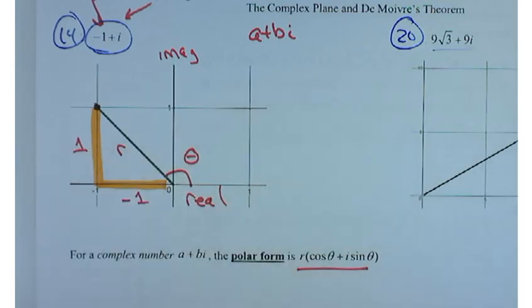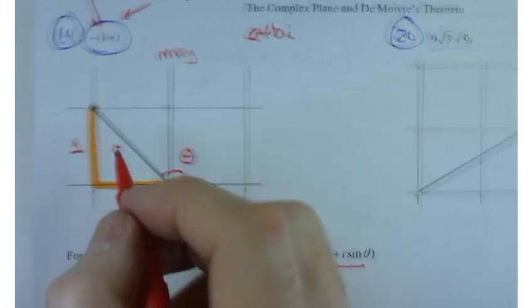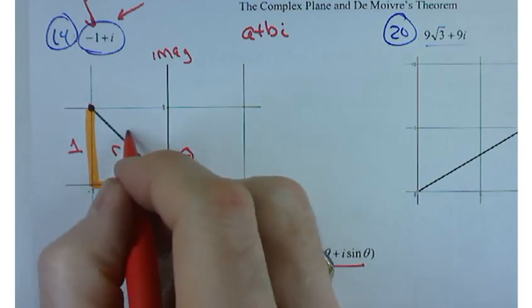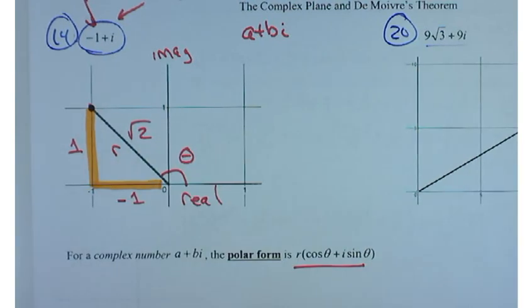Can anyone tell me what r must equal? Not 2. Not 1 either. Not the square root of 1. We're 0 for 3. Yeah, square root of 2, right? This squared plus this squared, well, 1 plus 1 is 2, square root of 2. So that's what r is.